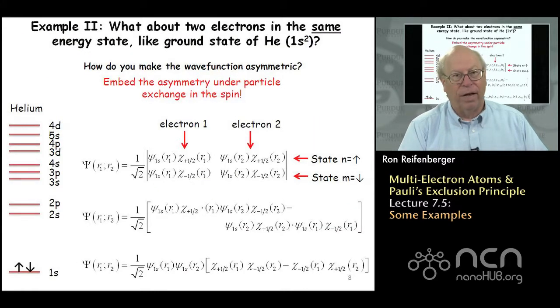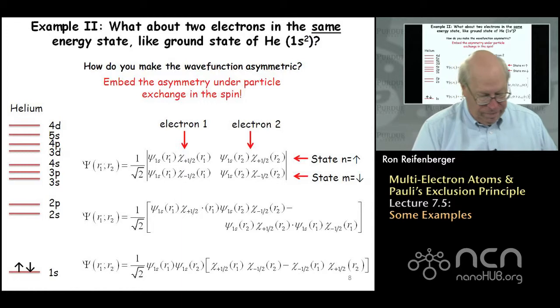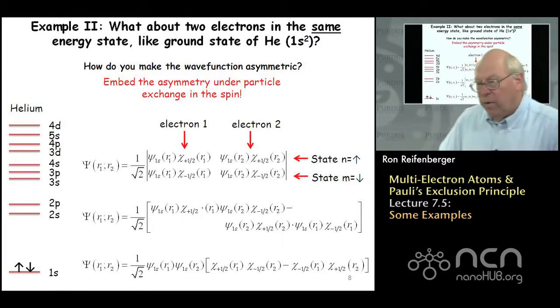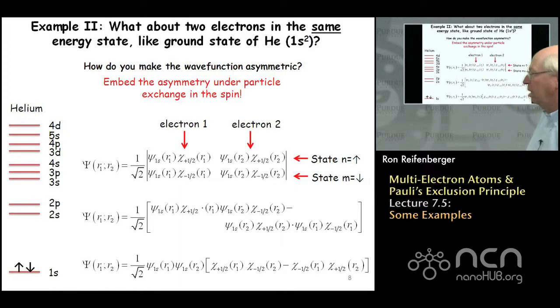The other example I'd like to just briefly mention is what do we do when we put two electrons in the same energy state? For instance, I come back to the case of helium. Helium has two electrons in the lowest energy state. One electron has spin up, the other electron has spin down.